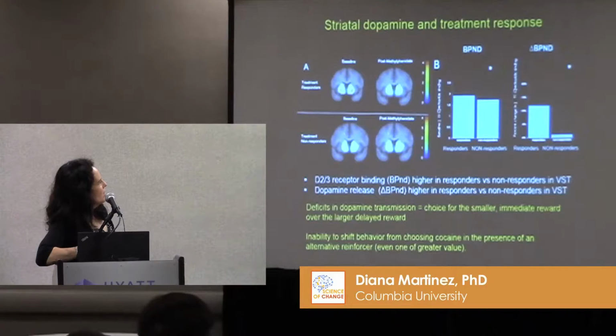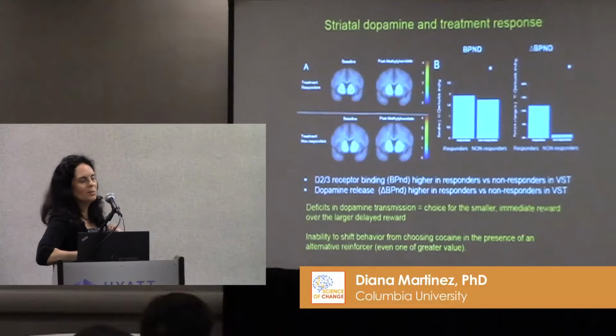The big change is when we look at delta BPND, which is presynaptic dopamine release. These are the treatment responders, and these are the non-responders. The treatment responders displace about 13% of raclopride binding. That's very similar to what we see in healthy controls. The non-responders are the ones who are displacing about 3% of raclopride binding. That's similar to the previous studies I showed you, where the addicted individuals have low D2 or low raclopride displacement.